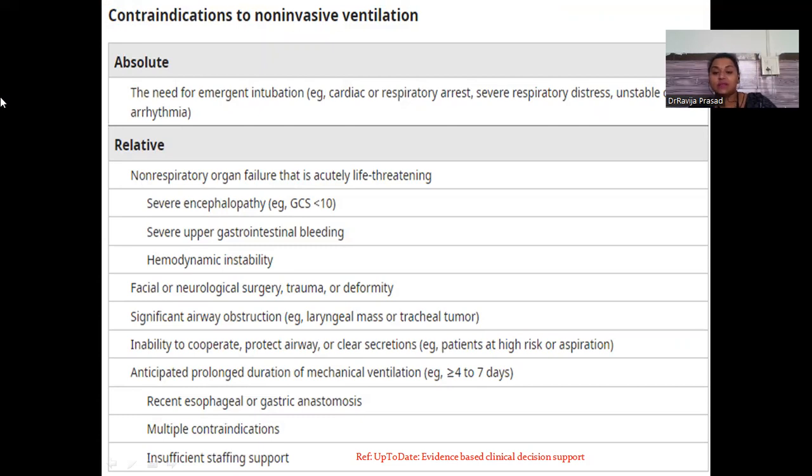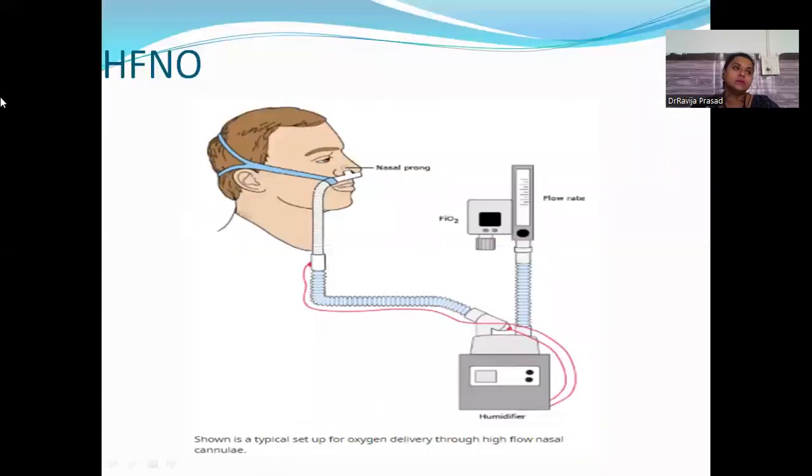For example, a patient at high risk of aspiration. Anticipated prolonged duration of mechanical ventilation. Then recent esophageal or gastric anastomosis, multiple contraindications, and insufficient staffing support. So those are the contraindications where you need to think about whether or not to use non-invasive support.